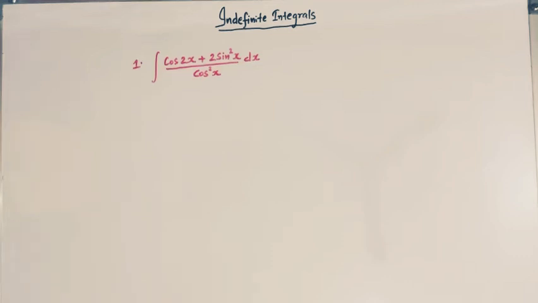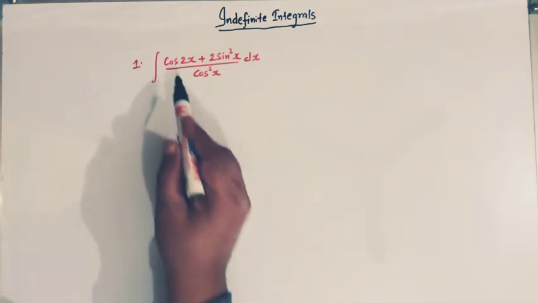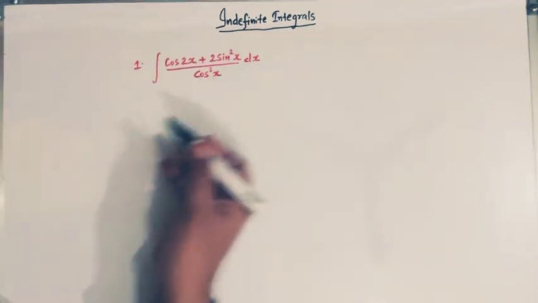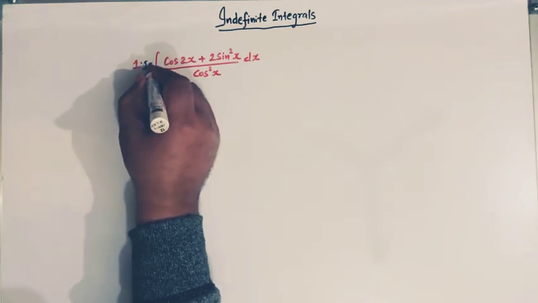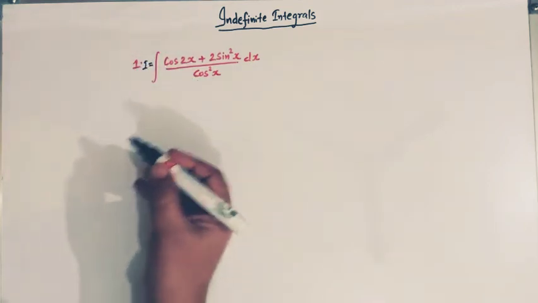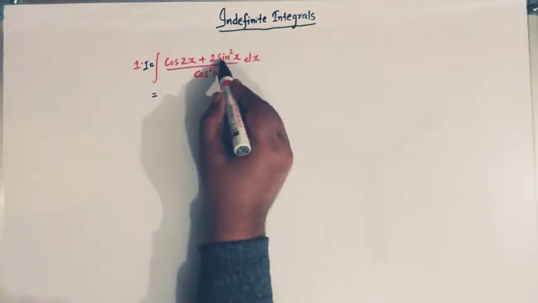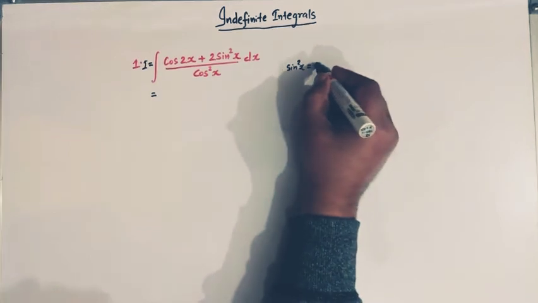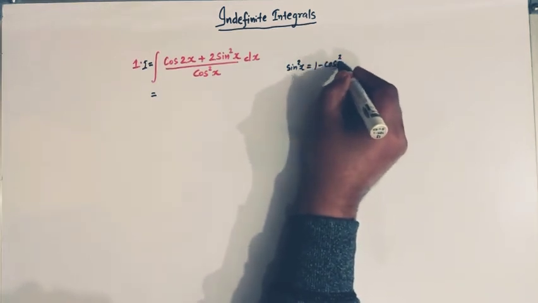Viewers, in today's class we are going to solve some important problems from indefinite integrals. So let us first take this integral. We have to evaluate cos 2x plus 2 sine square x divided by cos square x. So let us call this integral as I. Right, now here, for sine square x, let us substitute 1 minus cos square x.